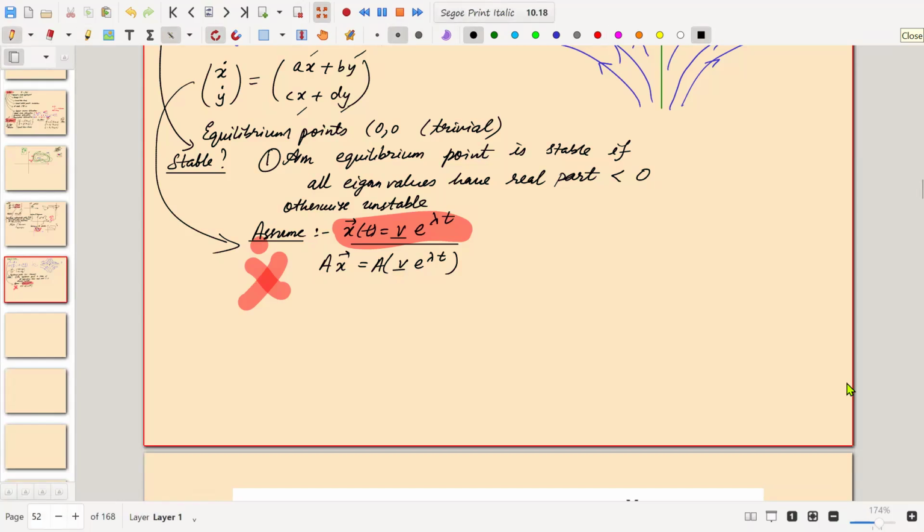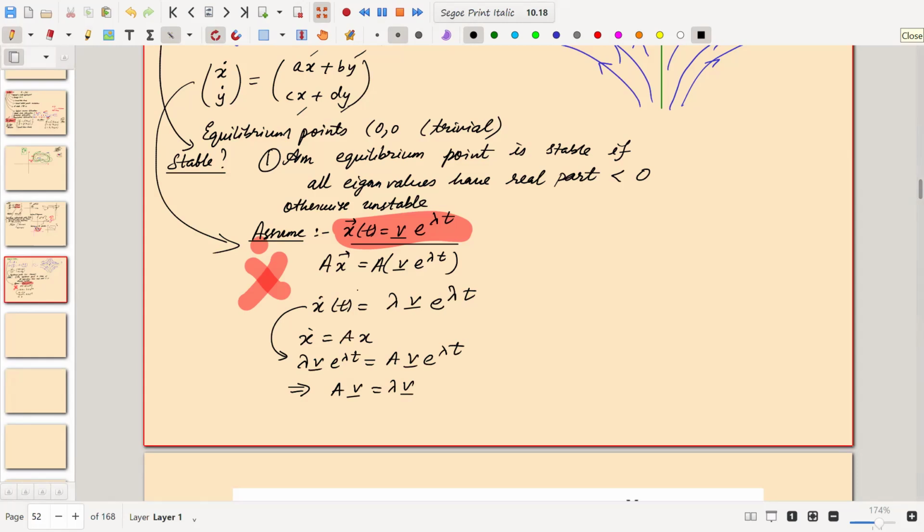What will you get? So x dot equals lambda v e to the power lambda t, right? So can I write x dot equals Ax now? What is x dot? Lambda v e to the power lambda t. What is Ax? Av e to the power lambda t. So what you got? Av equals lambda v, right? So nothing else. So this x dot equals Ax.